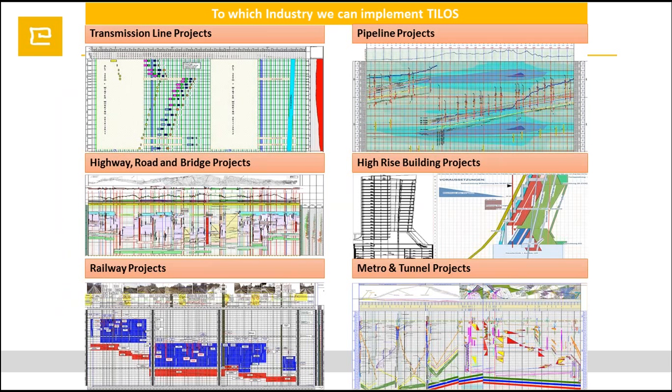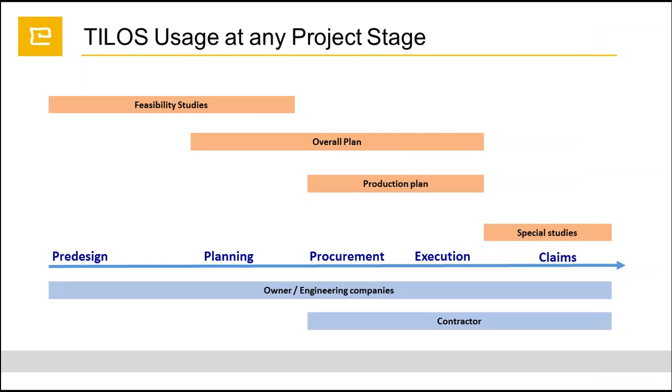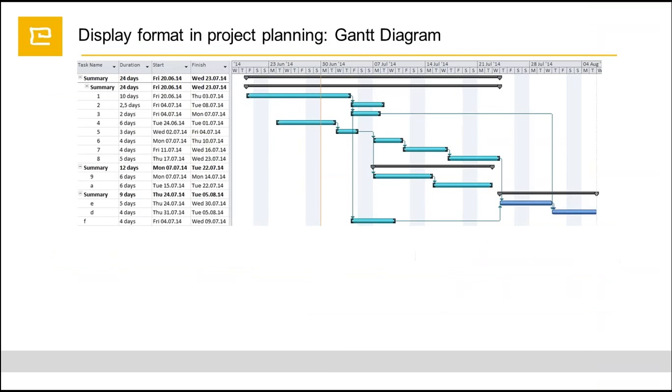In which industries can we implement TILOS? We can implement it in transmission line and pipeline projects, highway, road and bridge projects, high-rise building projects, railway projects, metro and tunnel projects. Our webinar is dedicated to high-rise building projects, so I'll be more focused on those. We can use TILOS at any project stage: feasibility studies, overall plan, production plans, special studies, pre-design, planning, procurement, execution, or claim analysis. It can be used by contractors, subcontractors, owners, and any engineering companies.